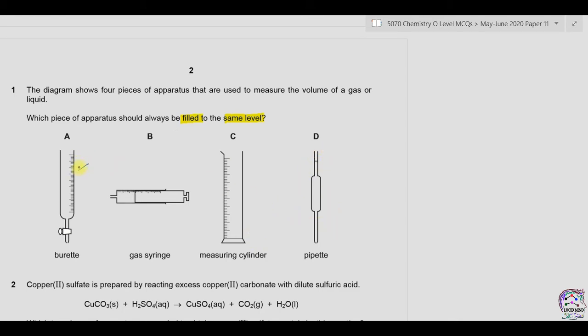As we can see in A, B and C, a lot of divisions are given. So we can use a particular volume or any volume of our need. But in D you can see that there is only one division that is given, so it means that the volume in D is fixed. So therefore, in order to take the volume in pipette, it should always be filled to this level. A pipette could be of 20 cm³ or of 25 cm³, but you cannot take the volume less than this. So therefore answer is D.